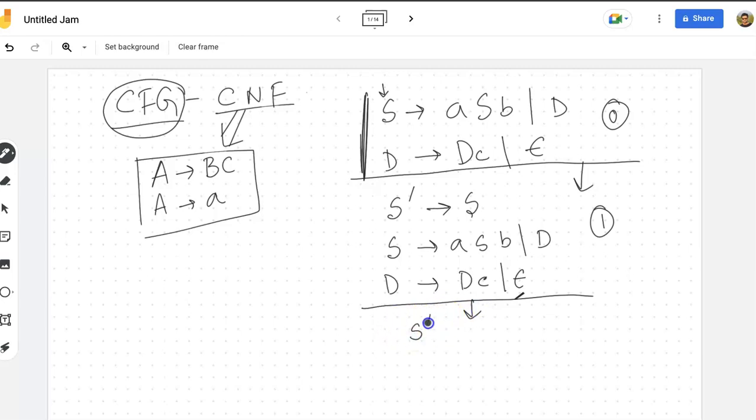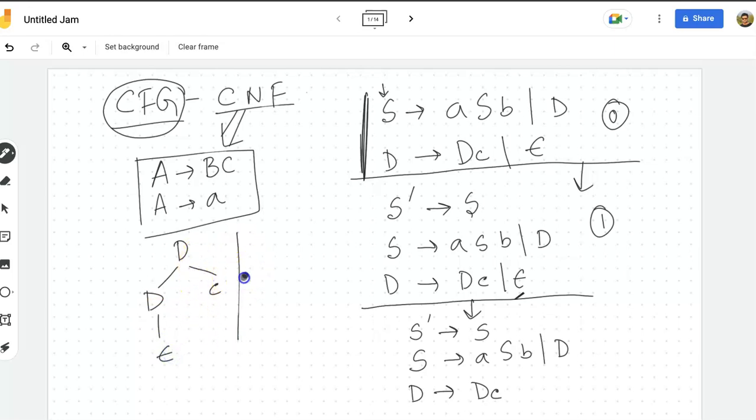So S dash transforms to the first two are same, so we don't need to change anything. S goes to A, S, B, then D. Now D can be D small c, but there is an epsilon. So what is the grammar now? D can be D or small c, and D also can be epsilon. D to small c is a possible production, because now D can be null. If you just put the null here, it will be D to small c.